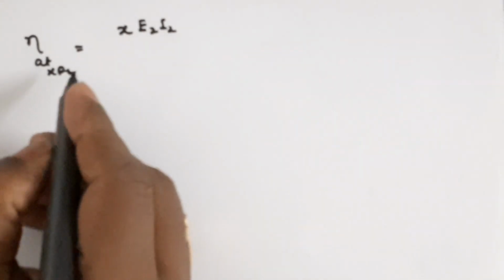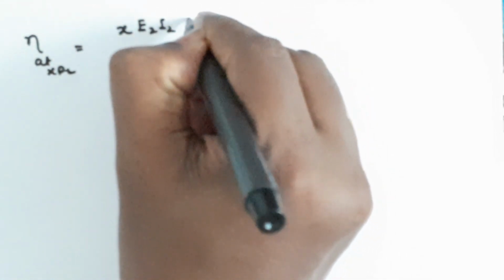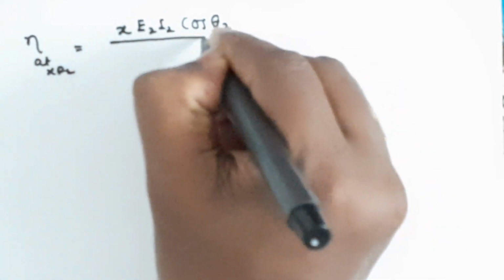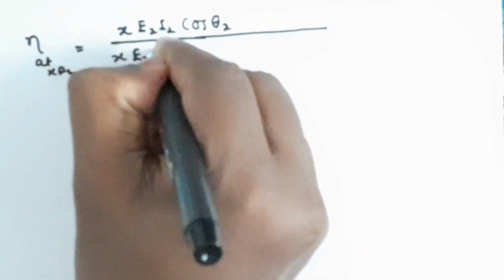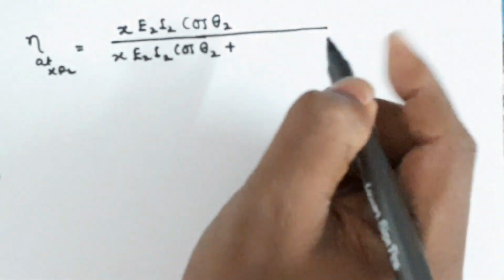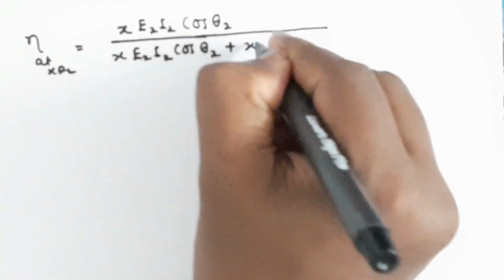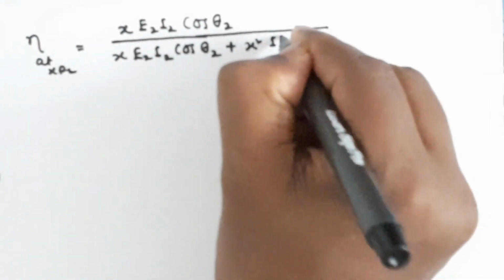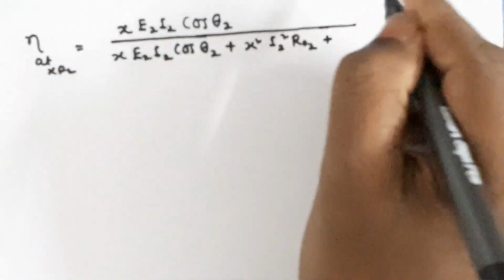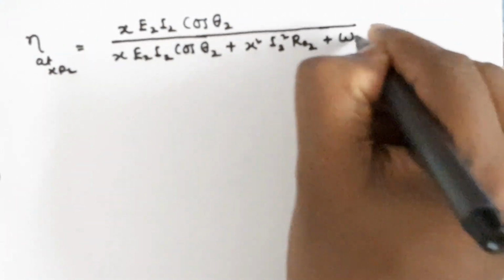One relation, efficiency at x of full load is x into E2 I2 cos theta 2 divided by x into E2 I2 cos theta 2 plus x square into full load copper loss, that is I2 square into R02, plus iron loss Wi.